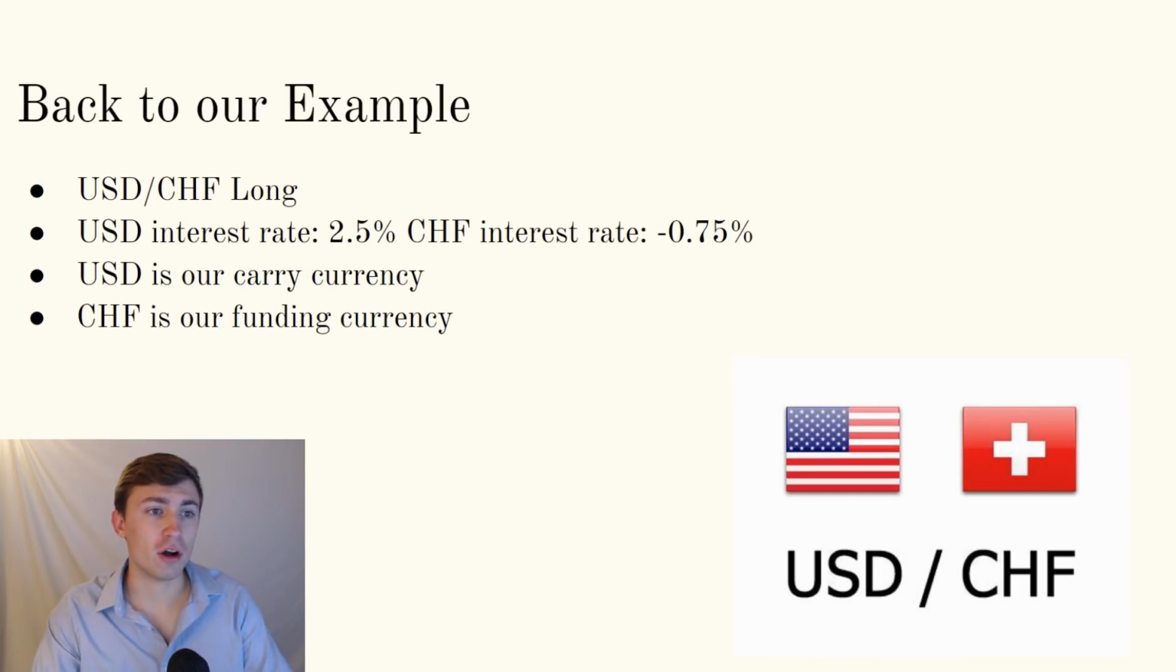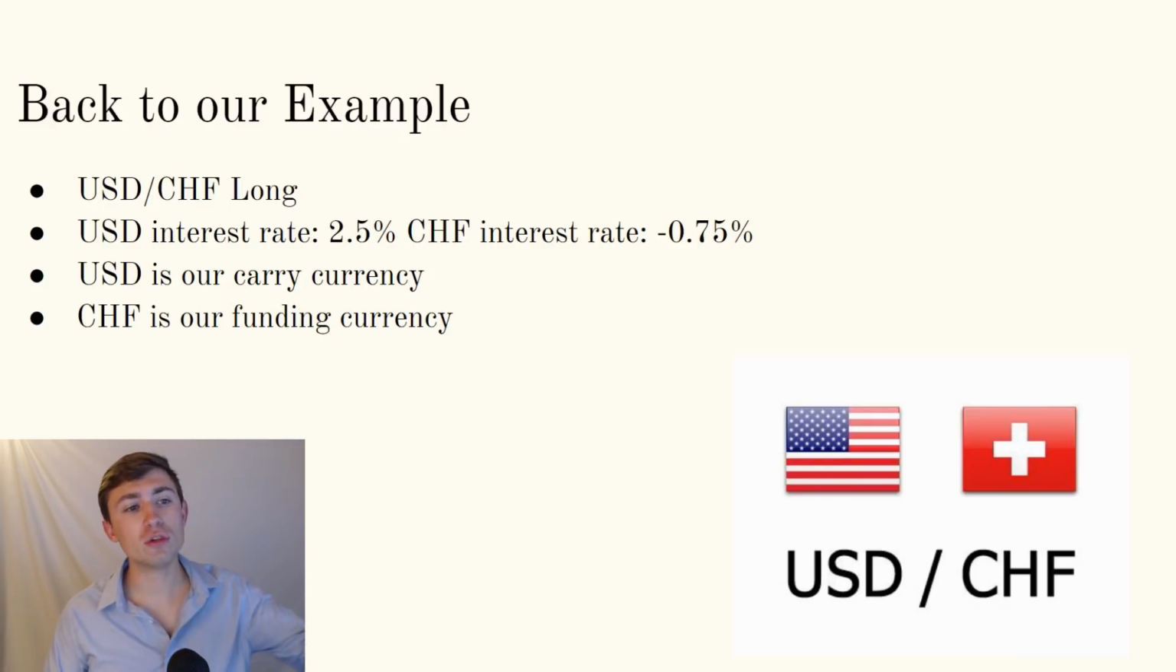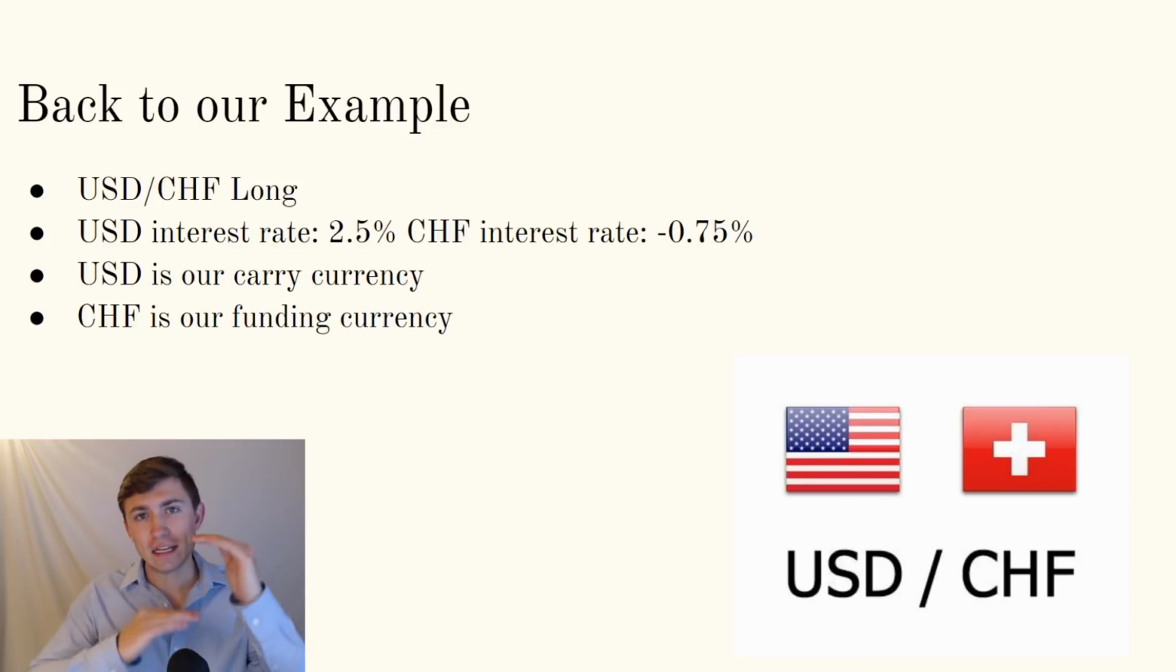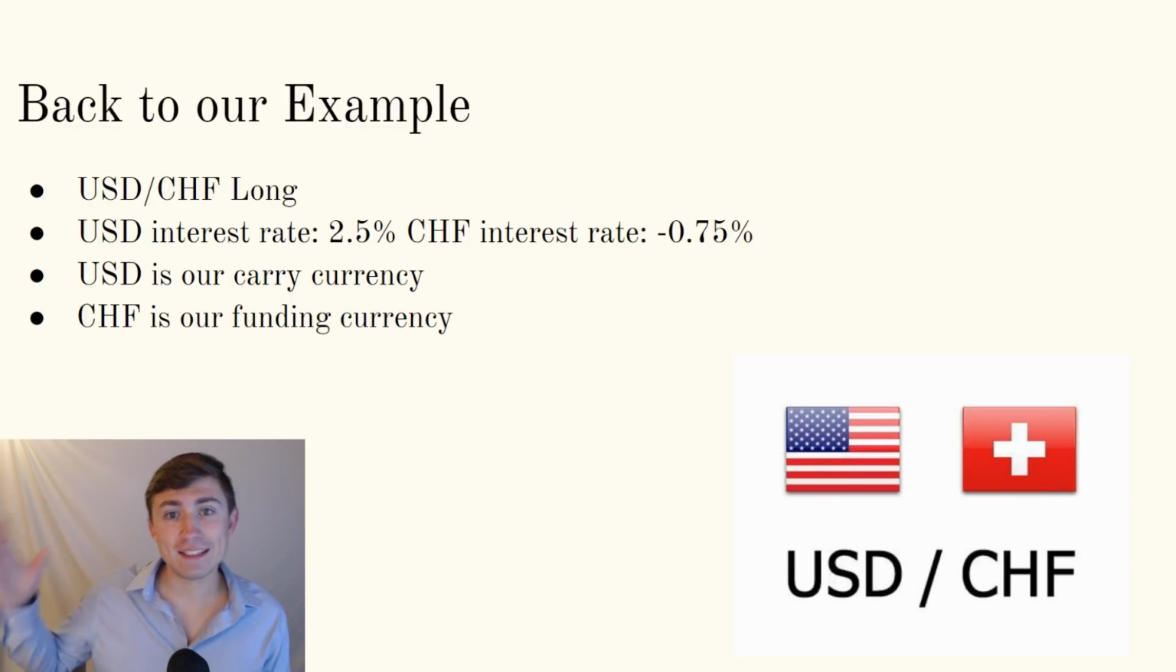Back to our example on the dollar Swiss. If we have that dollar Swiss long, let's talk about the numbers involved. The USD currently has an interest rate of 2.5%, and the Swiss franc interest rate is negative 0.75%. So you can see there's a spread, or a differential, in the interest rates being paid out by those different currencies. In fact, the Swiss franc is negative, right?